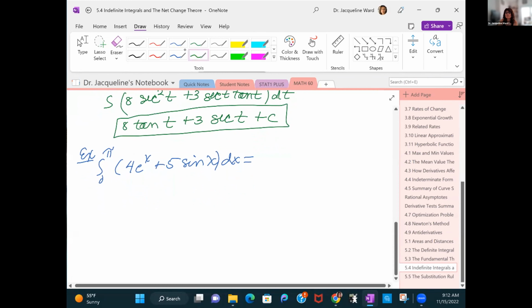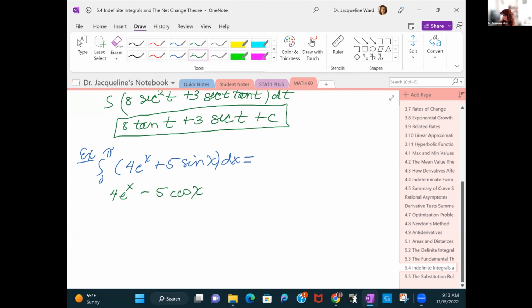Right, so this one has limits from zero to pi, so this is a definite integral. And the derivative of e to the x is e to the x, so the antiderivative of e to the x is e to the x, and you can just leave the constant. And the antiderivative of sine is negative cosine, because think about it, the derivative of cosine is negative sine. So if I want a positive sine, I have to add the negative. And I'm going to evaluate both of those terms from zero to pi.